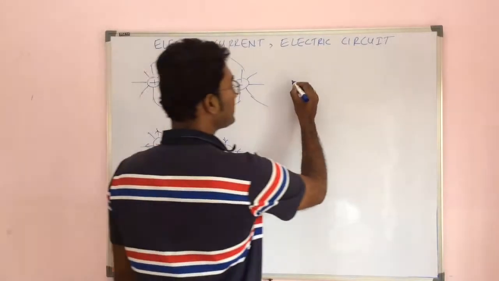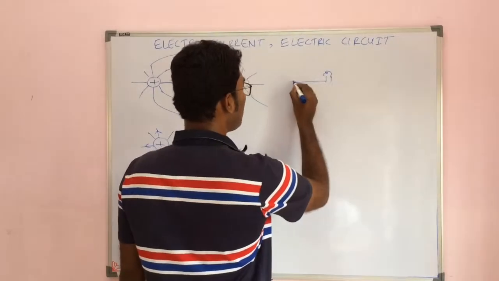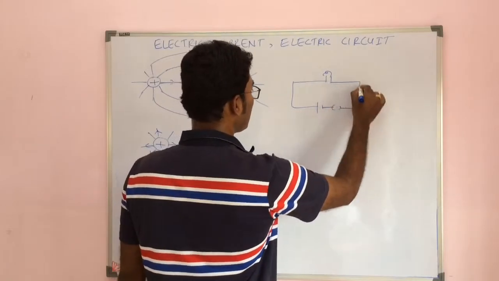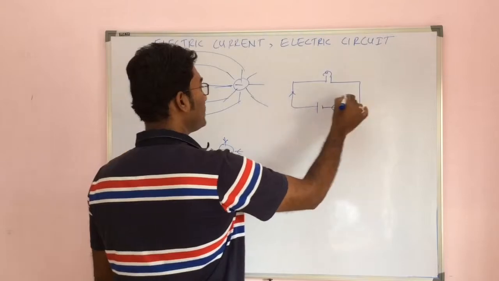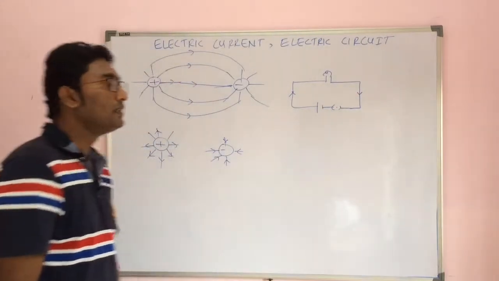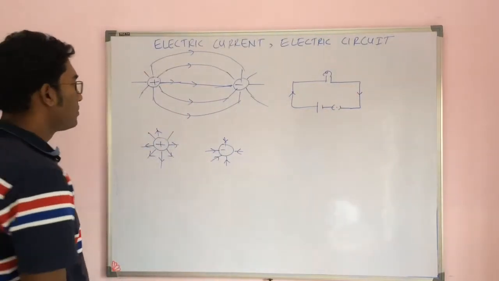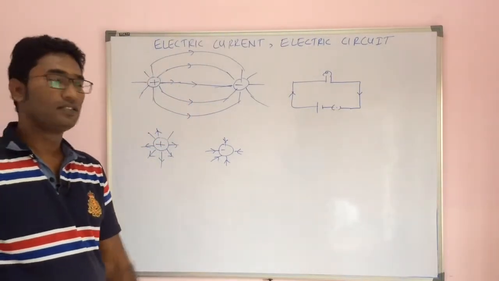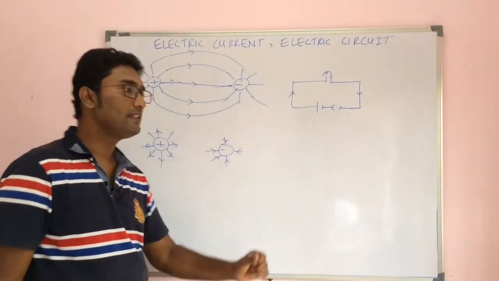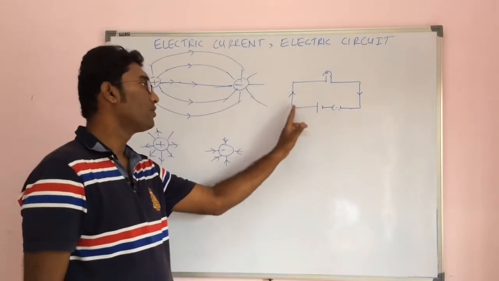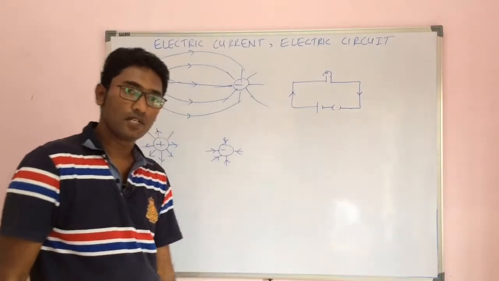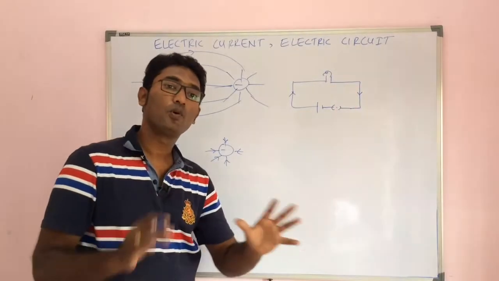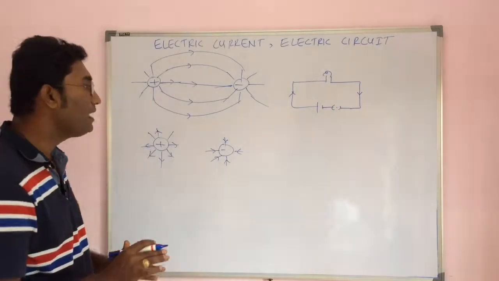Now let us see a simple electric circuit. Suppose you have a bulb connected to a battery or a cell. As soon as we switch on the current, the electric current flows from the positive terminal to the negative terminal. In this simple electric circuit, the direction of current is considered to be from positive to negative because it is the direction of the electric field.